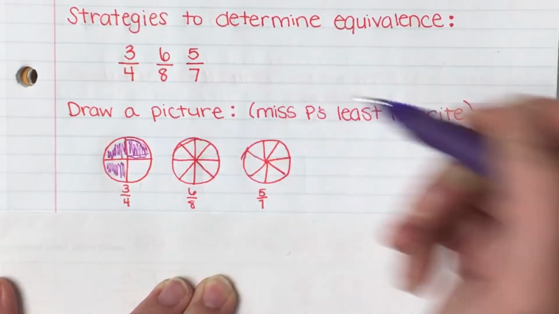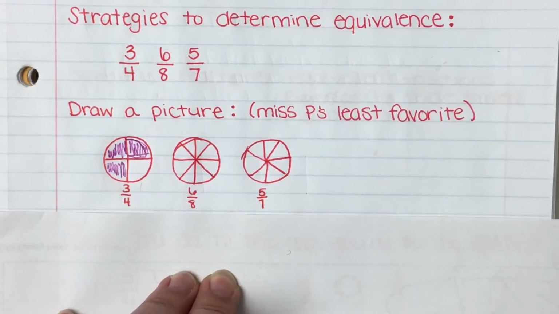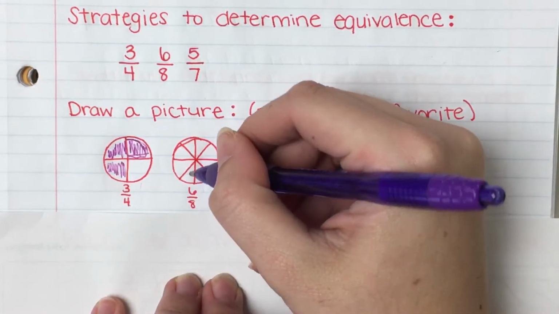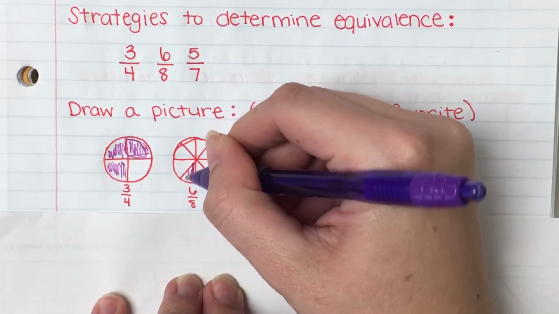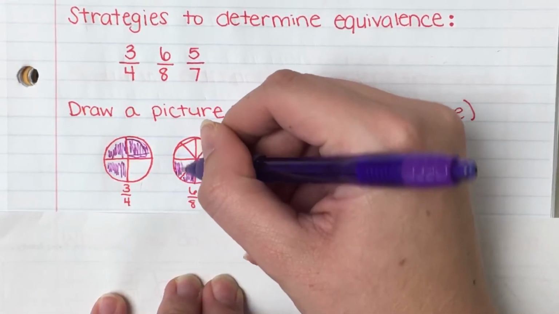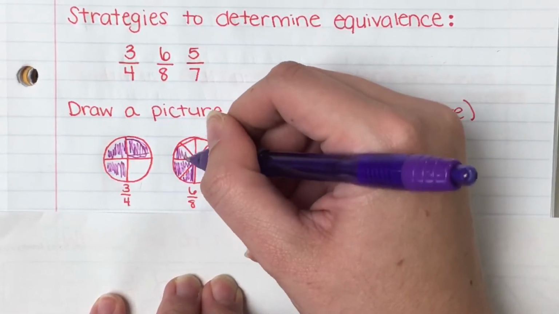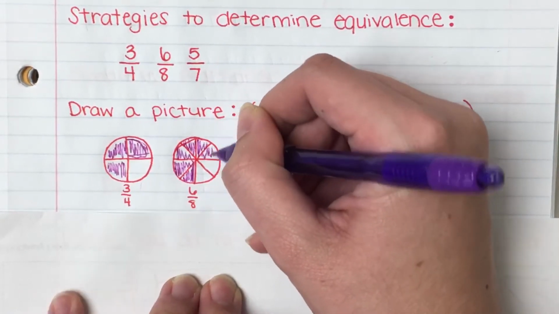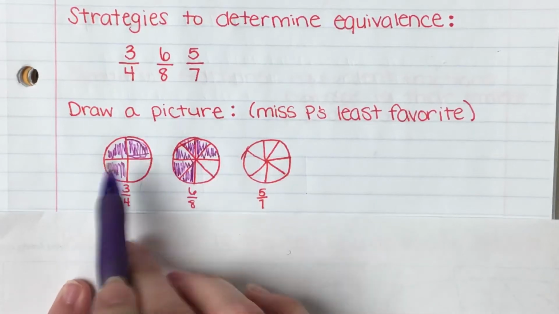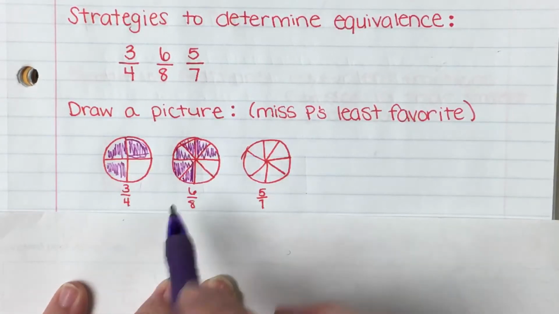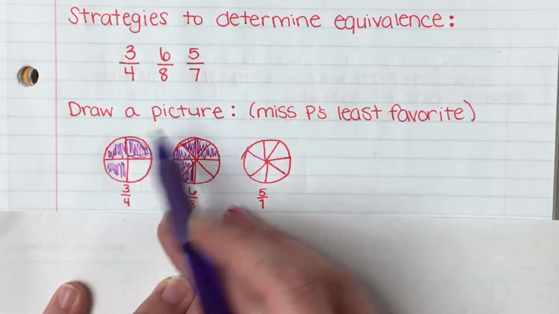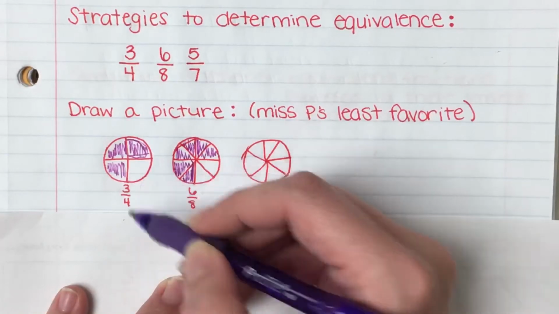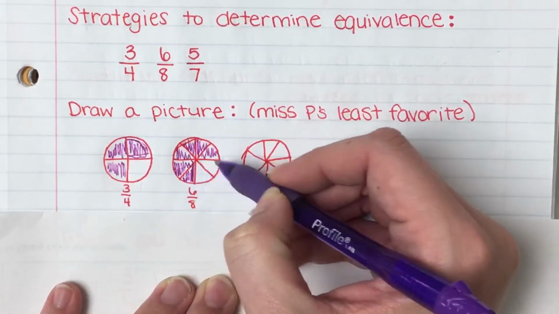All right, I just kind of did a little quick dirty drawing. Now I'm going to shade in 6 of my 8 pieces. 1, 2, 3, 4, 5, and 6. And if you look at these 2 drawings, you can see that 3/4 and 6/8 are equivalent to each other. They are worth the same amount. They are both missing this little chunk right here.